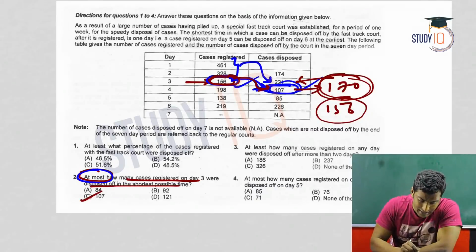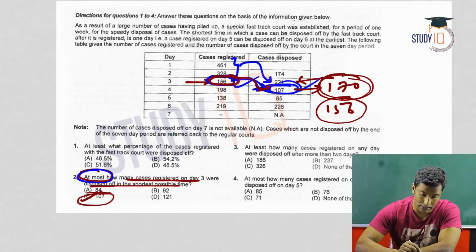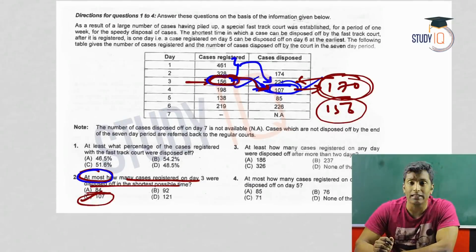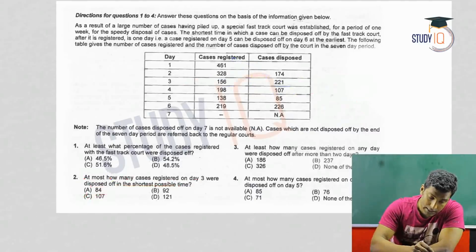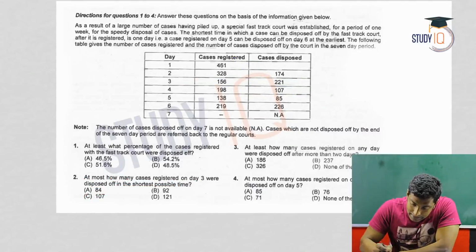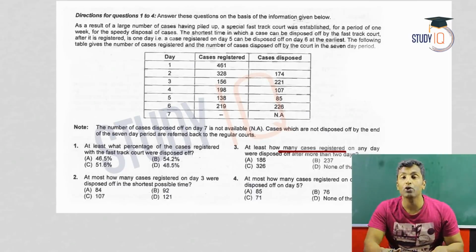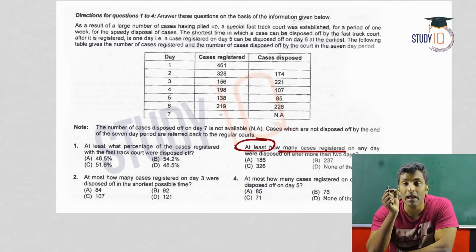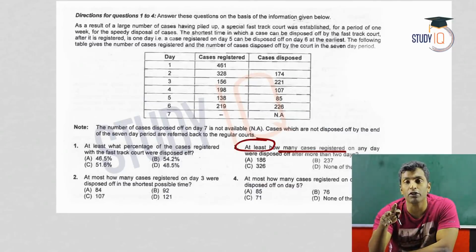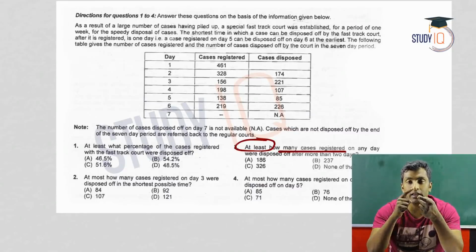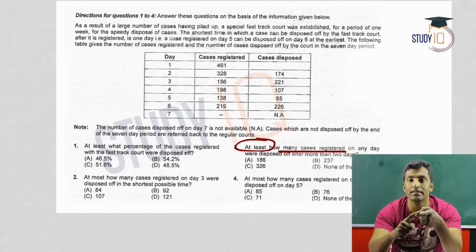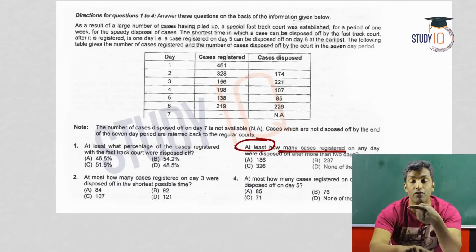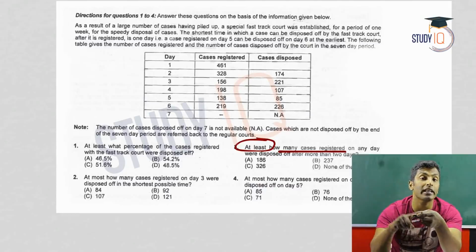Okay, very simple. There is nothing more to discuss here once you understood the concept of at least and at most, right? Now, let's look at the third question. What they're saying in the third question is, at least how many cases registered on any day were disposed of after more than 2 days? So minimum how many cases were disposed of after 2 days. In a speedy trial, the shortest time is 1 day. Now here what they're saying is the cases which were not disposed in 1 day, the cases which were not disposed in 2 days also.